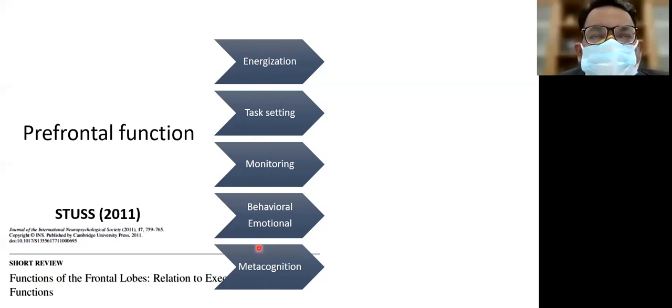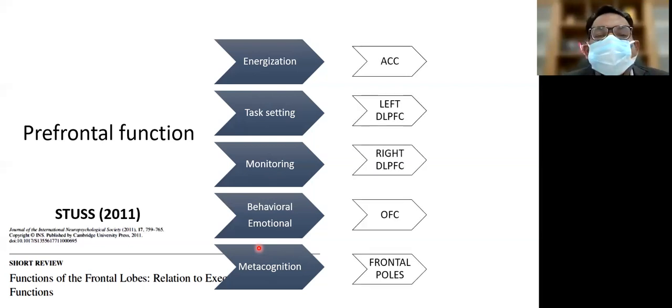I'm not talking about the frontal lobe. The frontal lobe has the motor area, supplementary motor area, and frontal eye fields. Those 3 areas I'm not talking about in this presentation. Now, what are the equivalent areas which carry out these functions? That is why I'm saying that this model is a very safe model. So energization, am I audible? I think there are no issues.